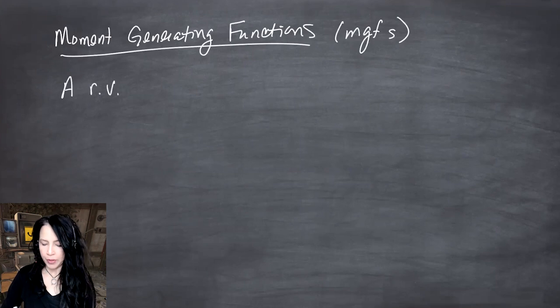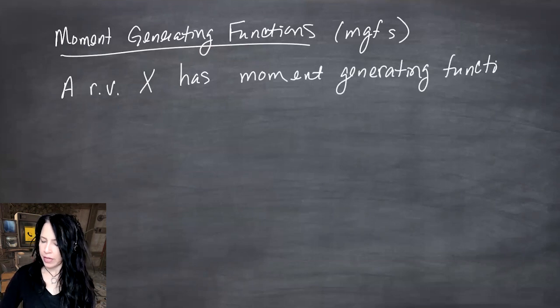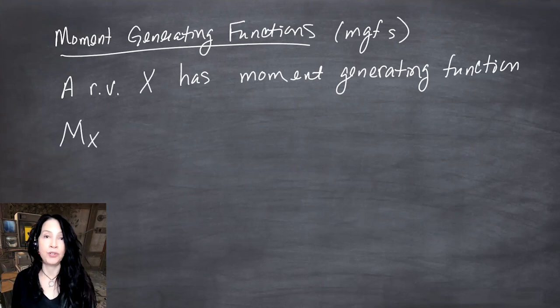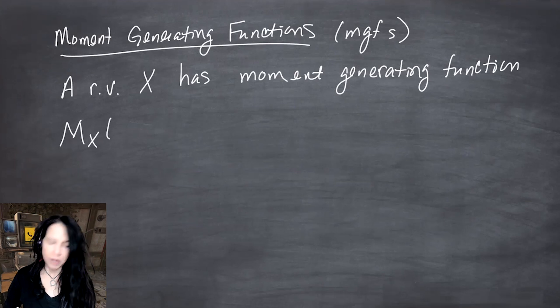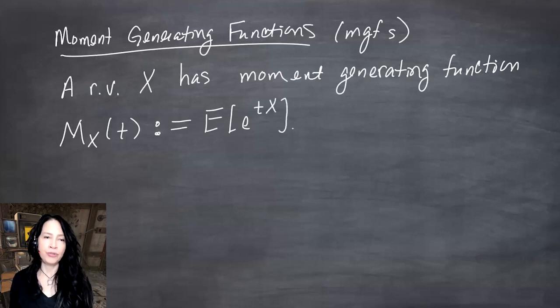A random variable X has a moment generating function defined as follows. I'm going to call it big capital M for moment. I'm going to put a subscript X to attach it to the random variable. And then it gets an argument, which is usually something like a u or an s or t. I'm going to use a t. And this is defined to be the expected value of e to the tX. And that is true whether X is discrete or continuous.